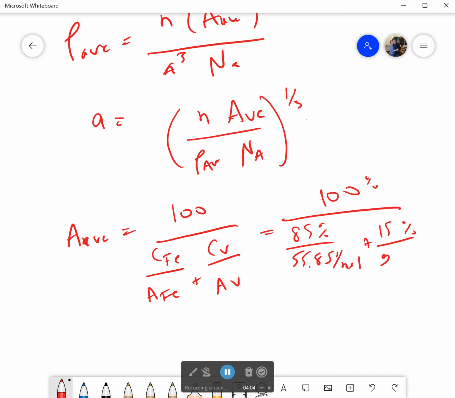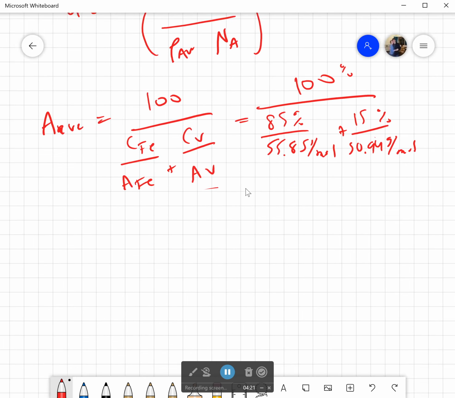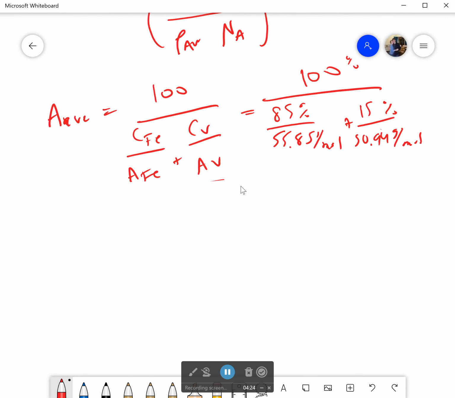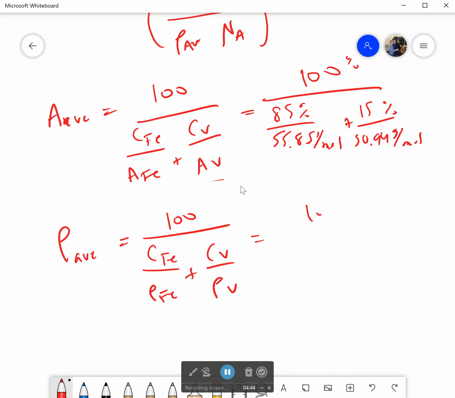So this weighted average kind of formula, you're going to see it a whole lot. We're actually going to use it twice in this problem, so you need to find the density average as well. So the density average, very, very similar. It's going to be equal to 100 over the concentration of iron over the density of iron plus the concentration of vanadium over the density of vanadium, which if I plug all that in, I get the following.